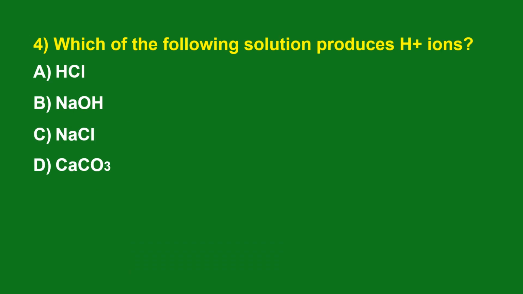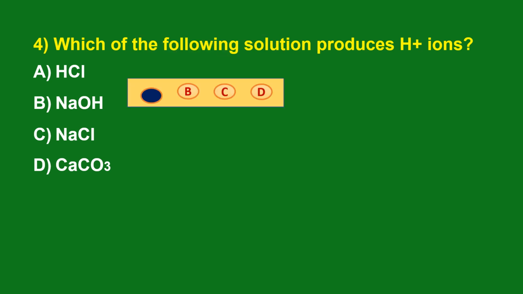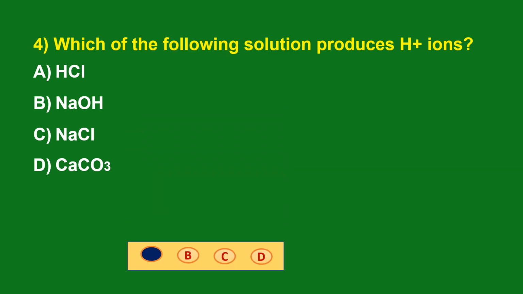Question number 4. Which of the following solutions produces H plus ions? Dear students, we know that usually acids produce H plus ions in the aqueous state. So out of these four options, HCl, NaOH, NaCl and calcium carbonate, the acid is hydrochloric acid, option A. This will produce H plus ions in the aqueous condition. So the answer is option A, hydrochloric acid.